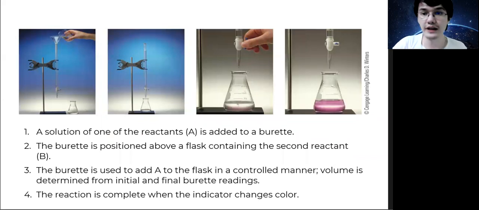Then we have our titration. The purpose of titration is to determine the concentration of an unknown substance. But the other reactant must have a known concentration. Usually, the solution of known concentration is in the burette. This is called the titrant. The other one is the unknown concentration. Then we add an indicator, which indicates that the reaction is complete if there is a change in color.